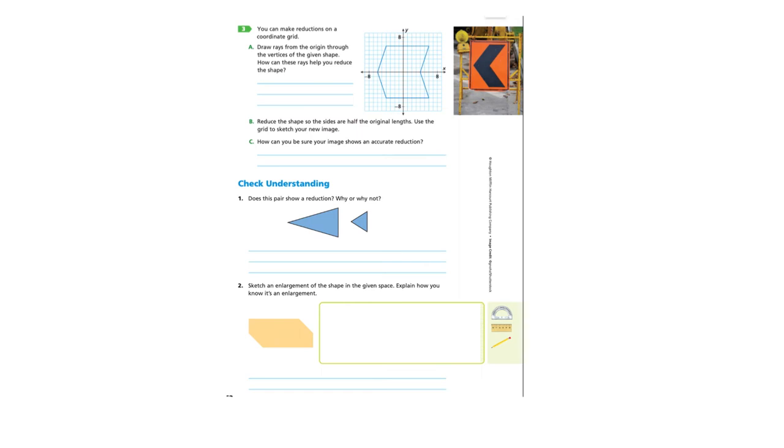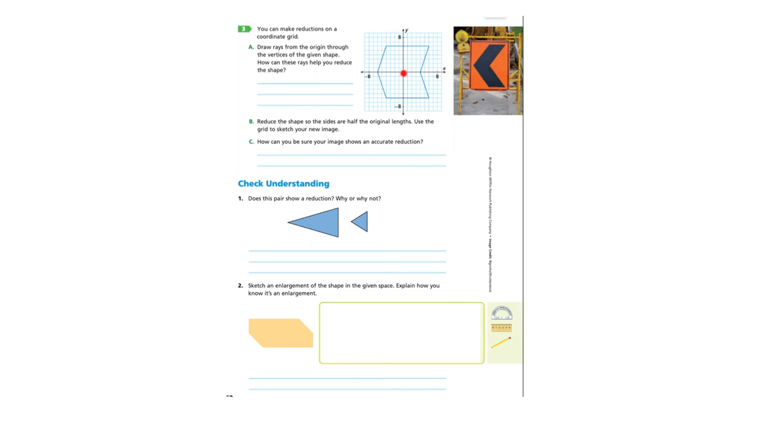So here we are at number 3. You can make reductions on a coordinate grid. In the last problem you made an enlargement. This time you're going to do a reduction. So this time in A it says draw rays from the origin through the vertices of the given shape. How can these rays help you reduce the shape?